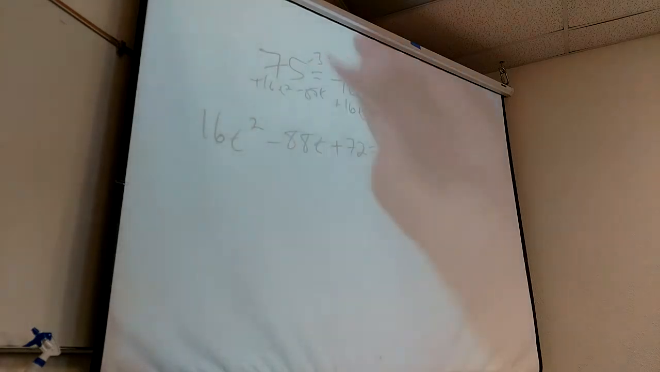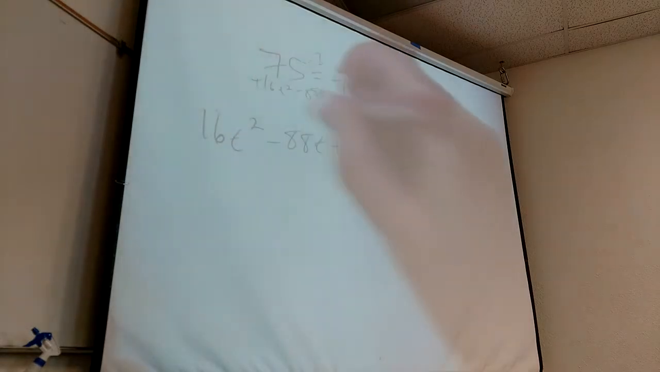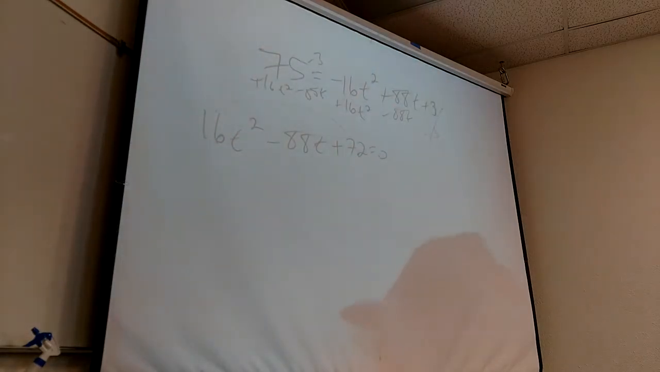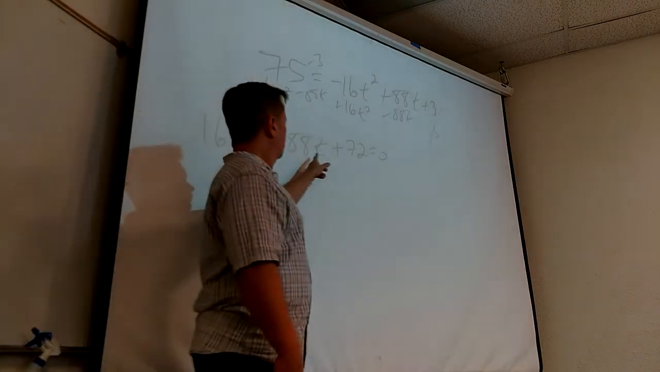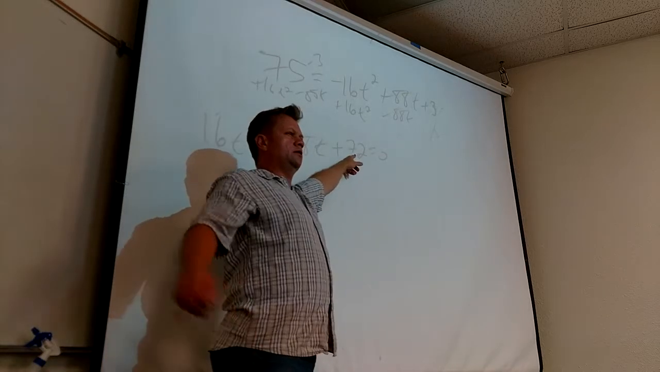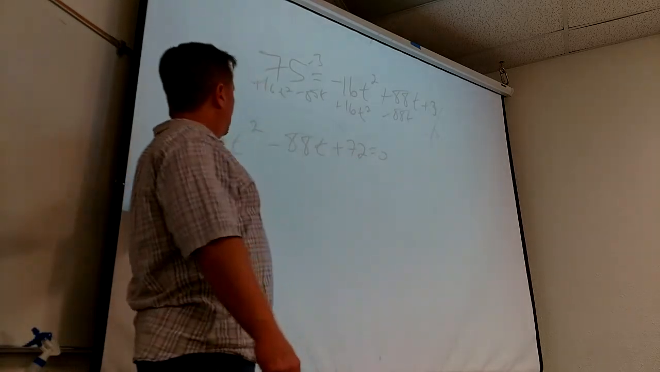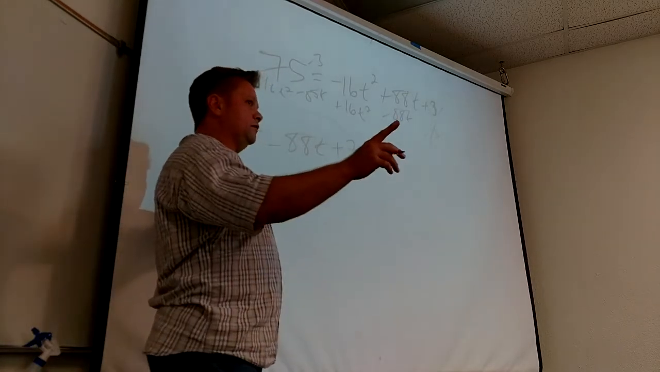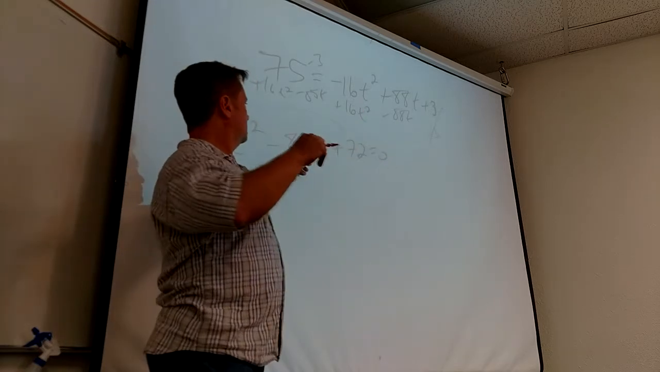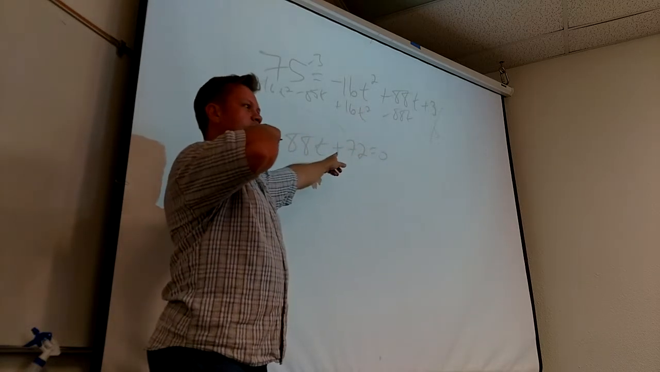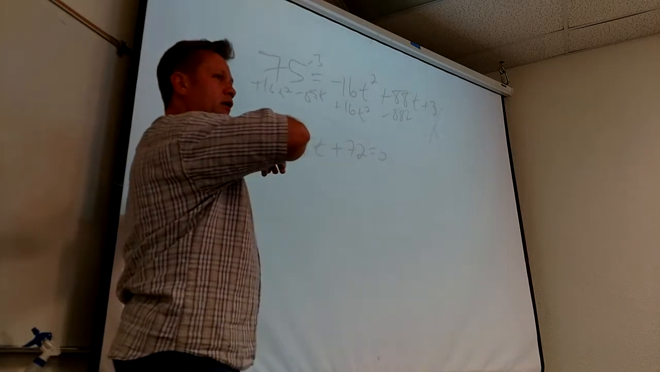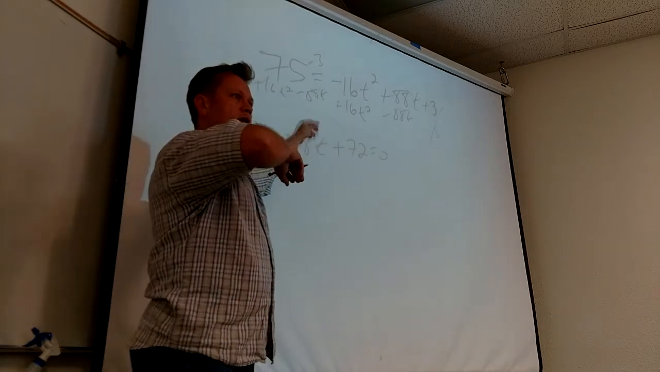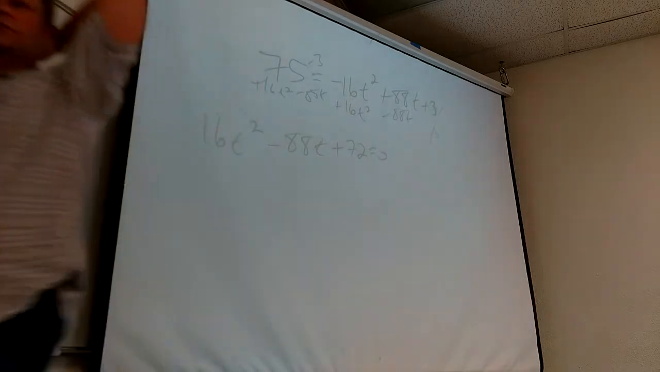Now, what would you do to factor? Do you want to do 16 times 72? I don't want to. Thankfully, I don't have to. What can I do to make this a little bit better? What goes into all of these? Anybody see? Yeah, 4 goes in, but 8 goes in. Isn't that awesome? 8 goes into all of these. 16 would be even better, but unfortunately 16 doesn't go into 88 or 72.